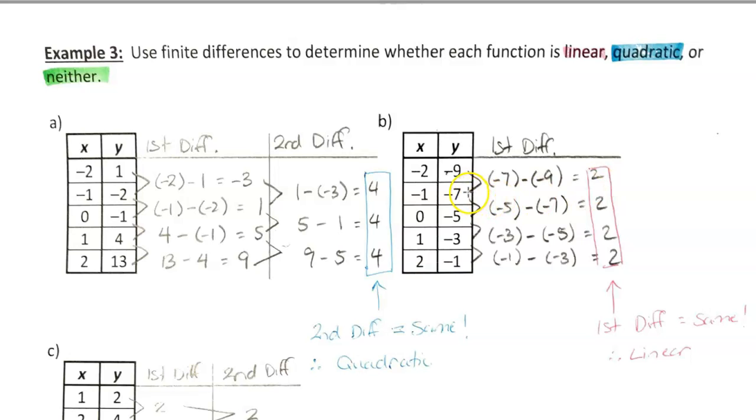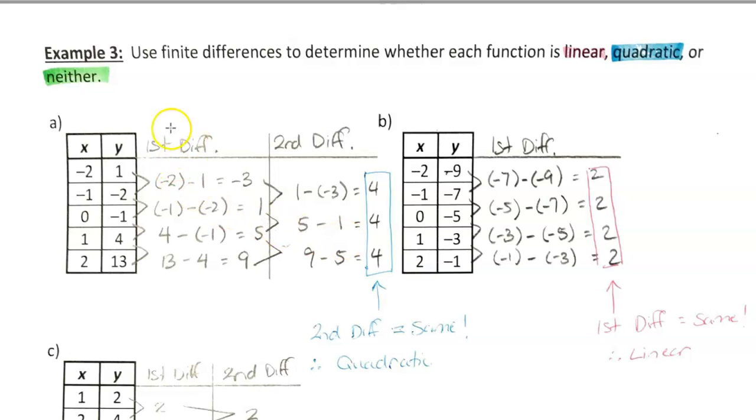Then you do it for all the pairs of y values. I'm going to point to these two now, and take the -5, the bottom one, and subtract the top one, -5 minus -7. That's going to be a 2 as well, because those two negatives make a positive. And you keep doing that. -3 minus -5 gave me a 2. -1 minus -3 gave me a 2. If all of the differences in the first difference column are the same, it automatically means this is linear. If I plotted all these coordinates, it would make a straight line.